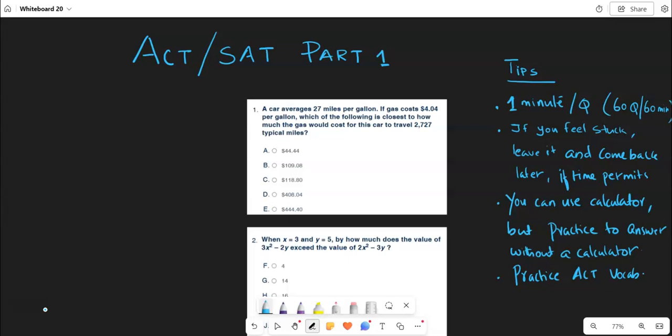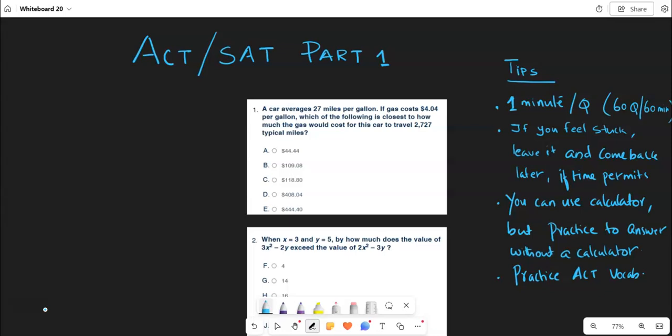Another thing is, if you feel stuck on a particular problem, don't waste time on it. You have to move on. Leave that problem for the time being and come back later if time permits. You can use a calculator for this test, but you have to practice answering the problems without one, because sometimes calculator use will consume more time than you are expecting.